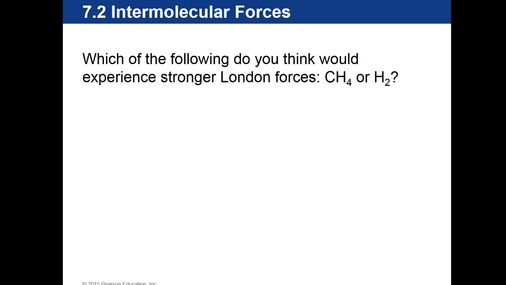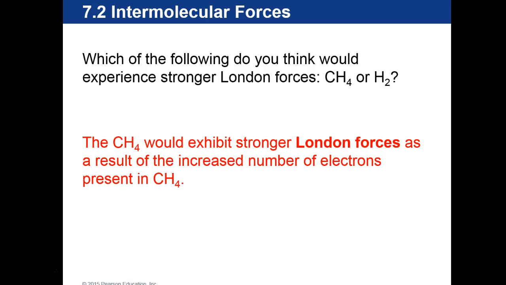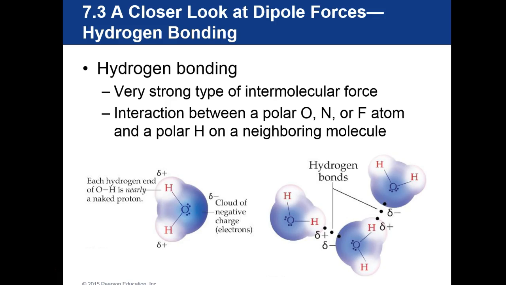So which of the following do you think would experience a stronger London force? Methane or hydrogen? The CH4 would exhibit stronger London forces as a result of the increased number of electrons present in the CH4. Next, we'll talk about hydrogen bonding. This is a very strong type of intermolecular force. Interaction between a polar oxygen, nitrogen, or fluorine atom and a polar hydrogen on a neighboring molecule.